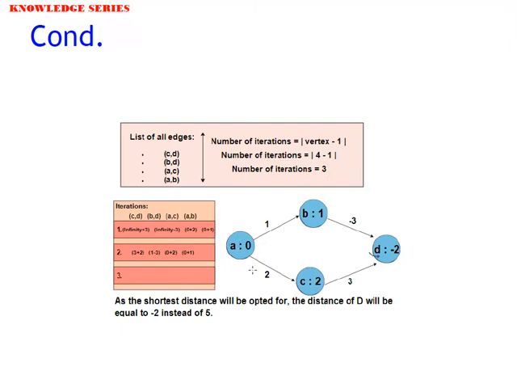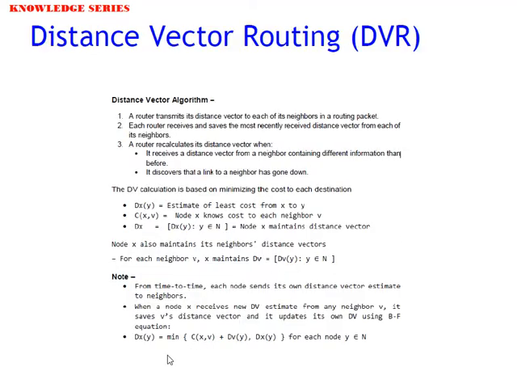The Bellman-Ford equation is shown here, but what we are going to see is in a different form. Dxy, what is Dxy? It is the estimate of the least cost from x to y, that is the minimum of the distance between x and the neighboring node plus the distance between the neighboring node and y. Now what exactly does this particular statement indicate?